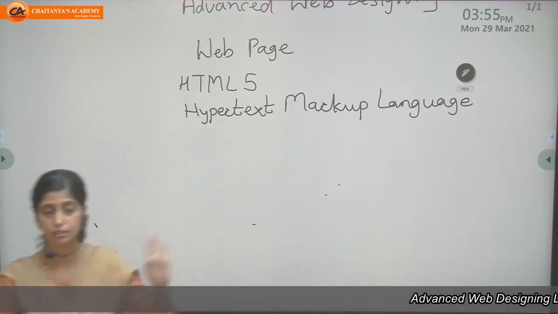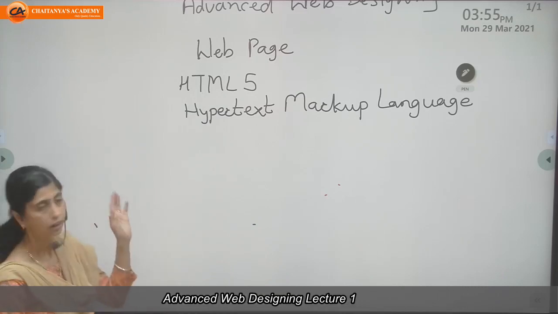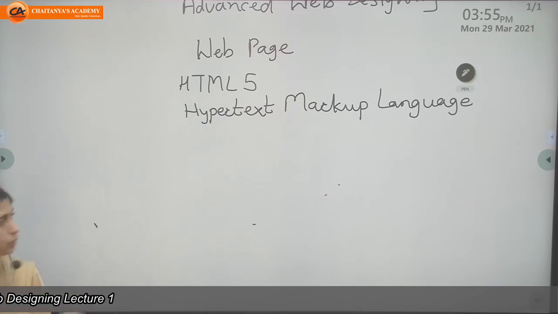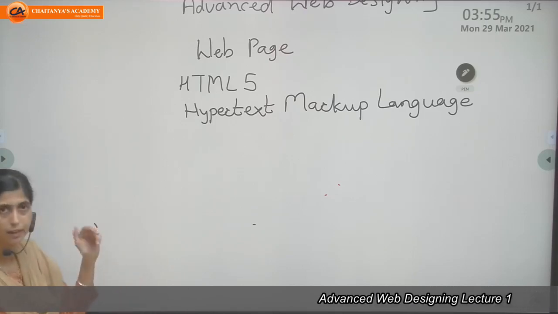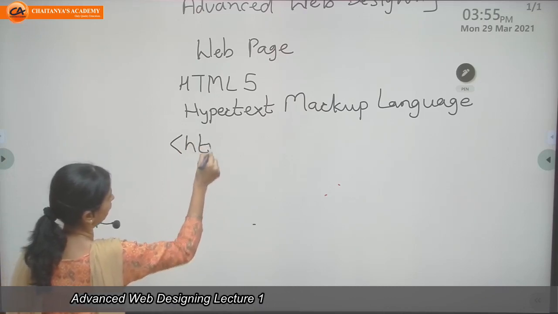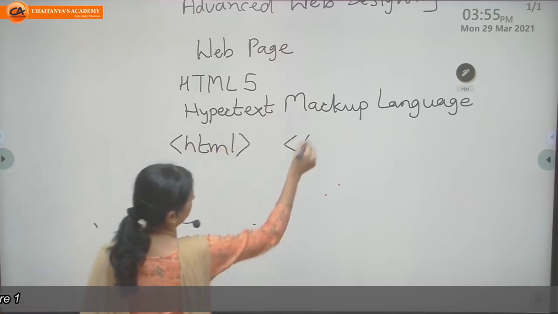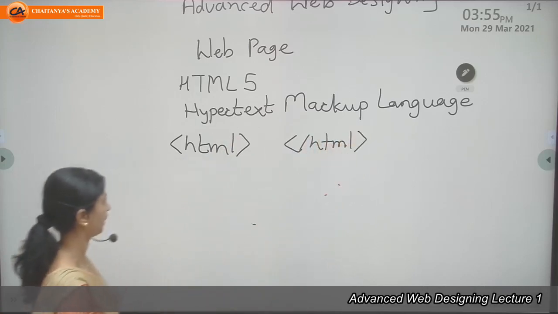First thing, this is not any programming language. This language is used for markup. Markup means for designing purposes. It has four basic tags. First, the HTML tag. This is the starting HTML tag. This is the end of the HTML tag.